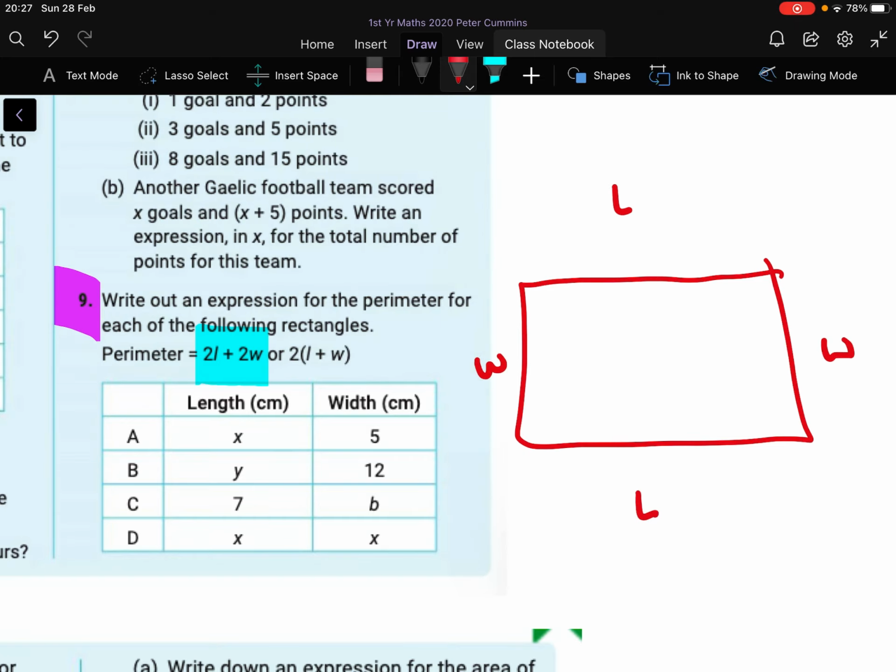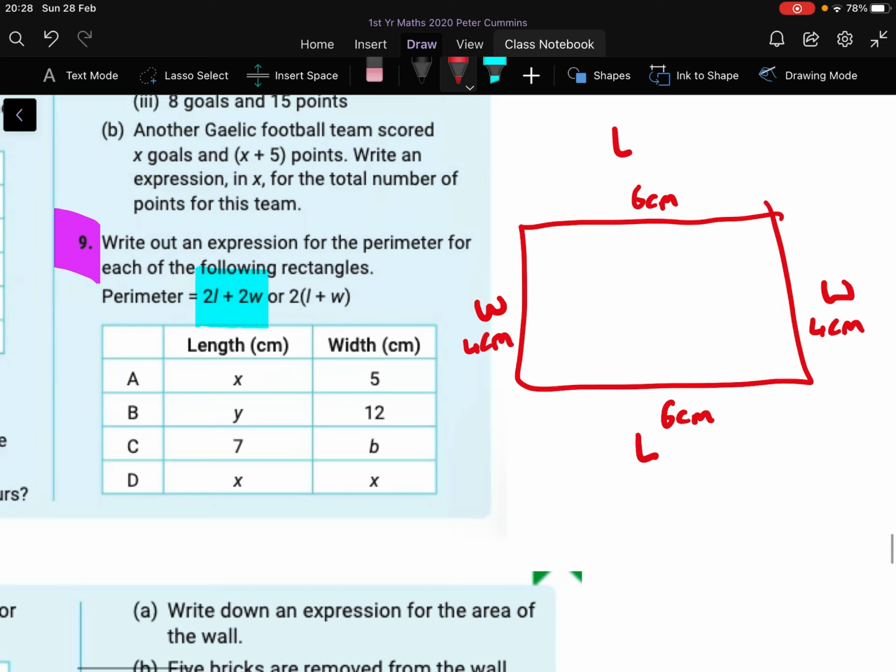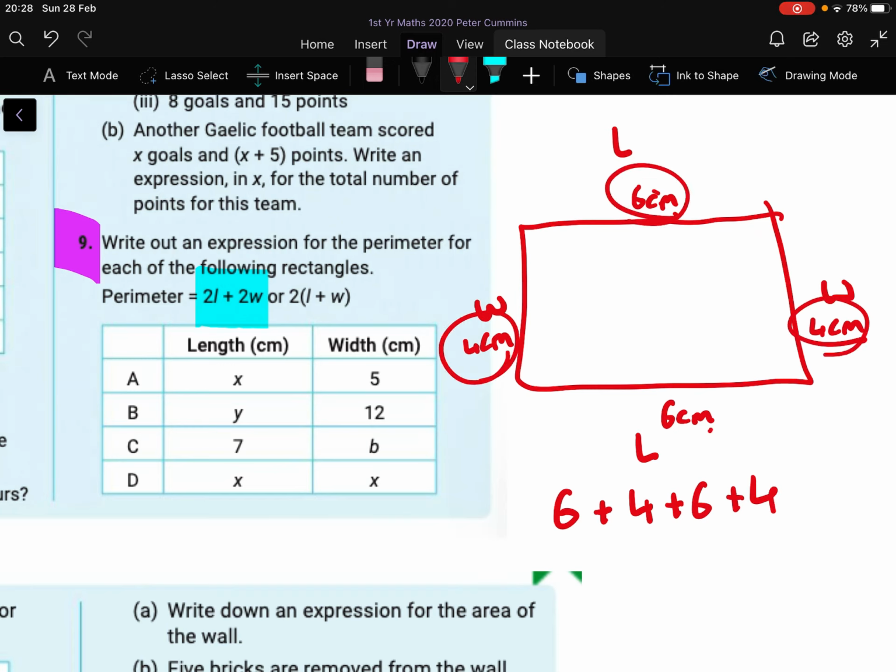So if the length of this one was 6 centimeters, and the width was, I don't know, 4 centimeters, and the width here was 4 centimeters, if I wanted to find the perimeter, it would be 6 plus 4 plus 6 plus 4. So you add up width, length, width, and length, and that would give me my perimeter, which would be 20 centimeters. So all the way around the outside. And that's grand, right? We can find the perimeter. You would have done that in primary school.